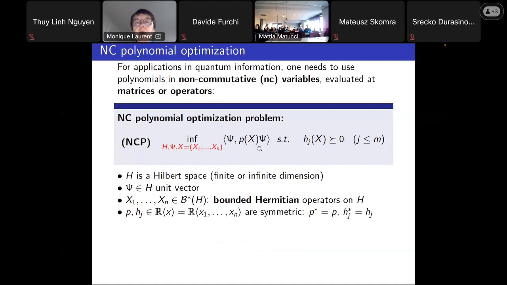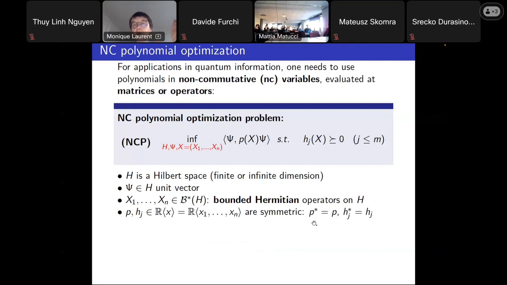So in this way, the objective function is a number, and we want to minimize it over all tuples x of bounded Hermitian operators on H, and you optimize over H, and you also optimize over psi. And the polynomials are polynomials in non-commutative variables x1 up to xn, and the non-commutativity is indicated by the use of this curly symbol, if you wish. And they are assumed to be symmetric. I'll come back to this later.